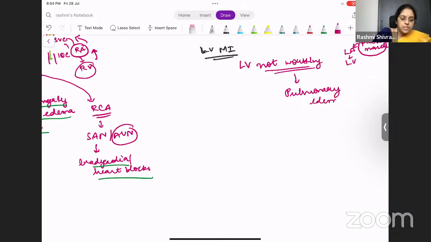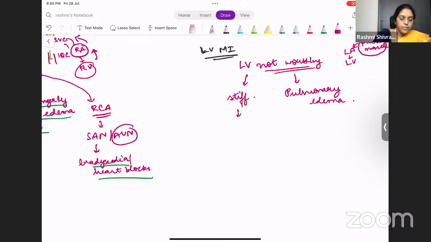You will see many patients coming with pulmonary edema, and you will find that the patient is having a STEMI, a left ventricular wall myocardial infarction. So the patient will have pulmonary edema. When the LV is not working, what happens? It becomes stiff. The left ventricle becomes more and more stiff.